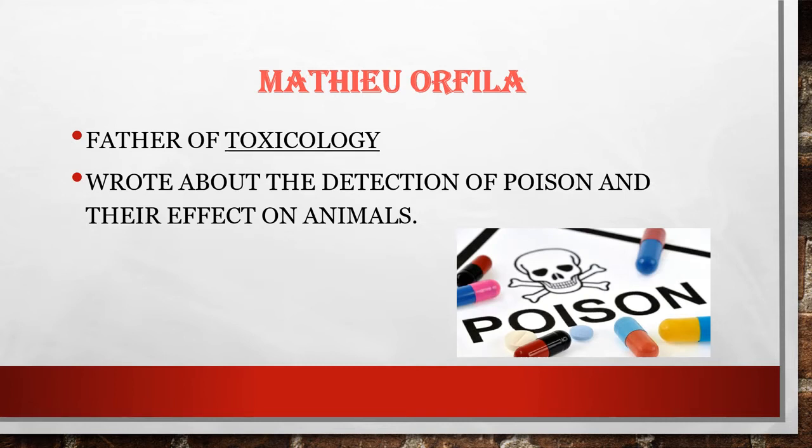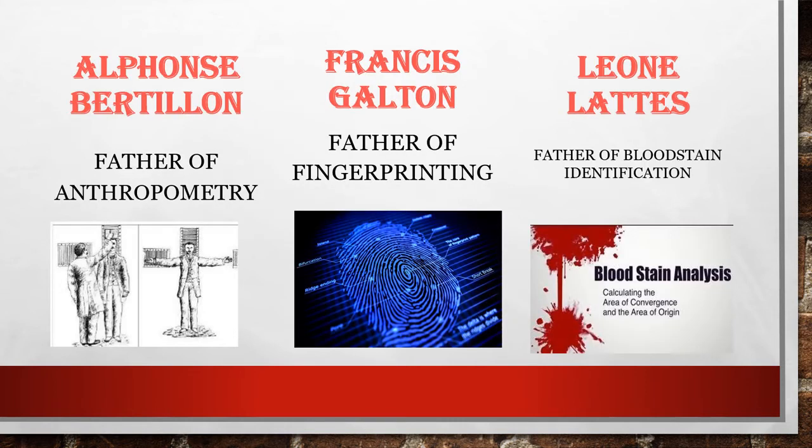Next, Mathieu Orfila. He is the father of toxicology. What is meant by toxicology? Toxicology is the study of poisons. He wrote about the detection of poison and their effect on animals. Next, Alphonse Bertillon. He is the father of anthropometry. What is anthropometry? Anthropometry is the study of measurements of body parts. He developed a system that distinguished one person from another.